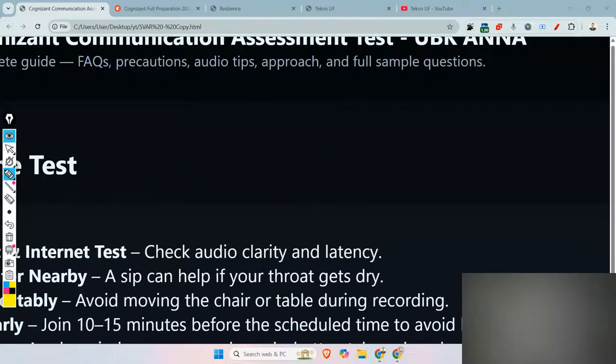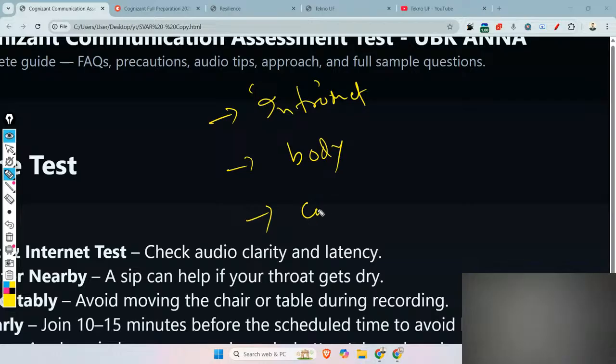The mistake students made last year was that they forgot to include three paragraphs. One is the introduction. They forgot to add the introduction. They forgot to add the body. They forgot to add the conclusion. You must include these sections.